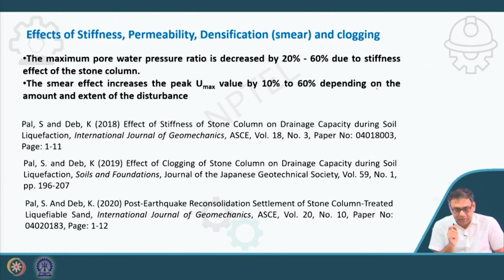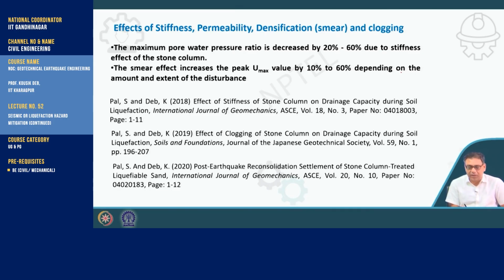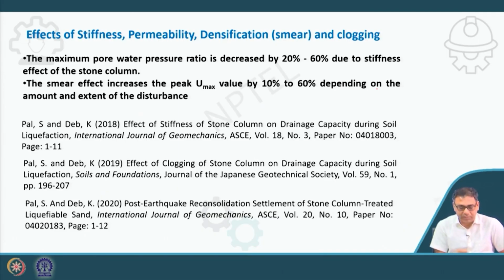If we incorporate the stiffness effect, you will get the detailed analysis and the parametric studies from these references, which you can see on the screen. If you read these papers you will get more information, but I am summarizing the important findings: if we incorporate the stiffness effect of the stone column, then the maximum pore pressure ratio, RU, is decreased by 20 to 60 times.